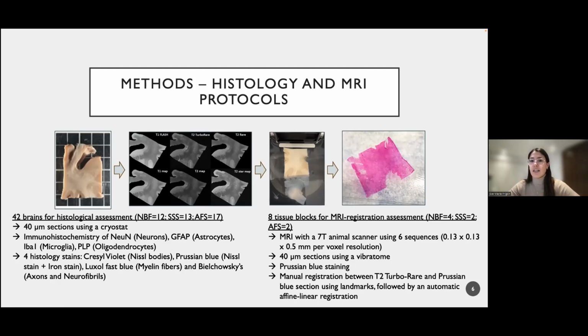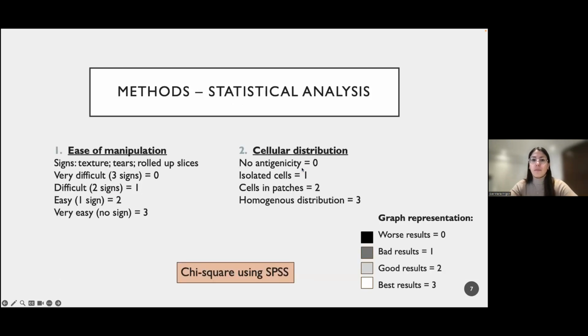The Prussian blue staining was registered to the T2 turbo-RARE MRI using manual landmarks, and this was followed by an automatic fine registration to the parallel MRI that was acquired using the vibratome. And then we assessed 2 histology variables, such as the ease of manipulation of the tissue using 3 signs. So if the sections were torn, rolled up, or very sticky. And we scored the samples from very difficult to very easy to manipulate.